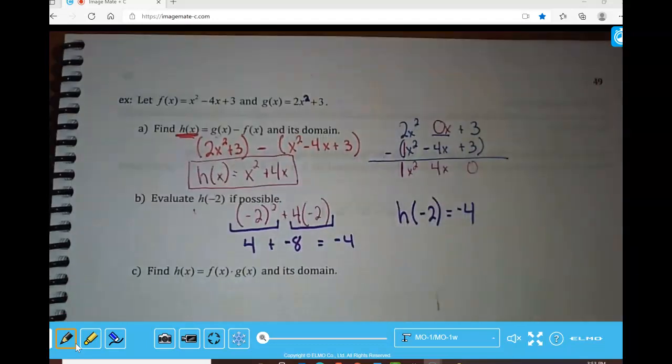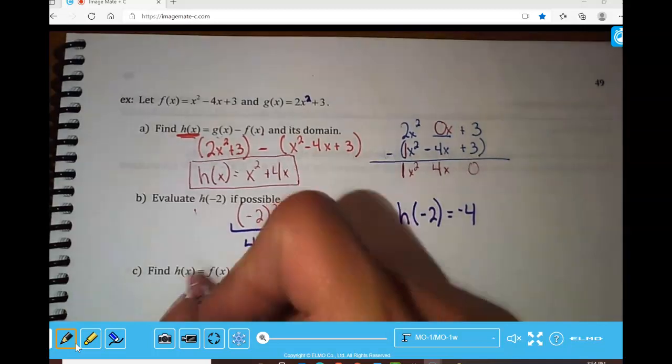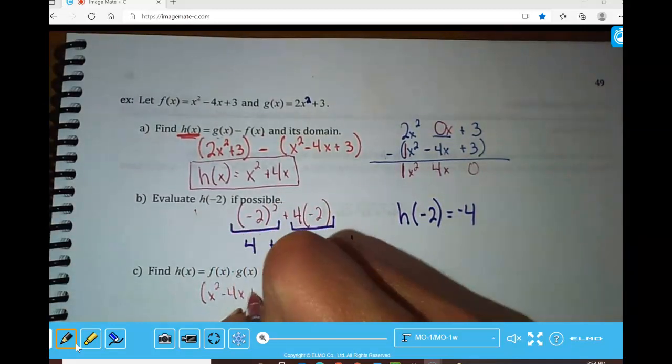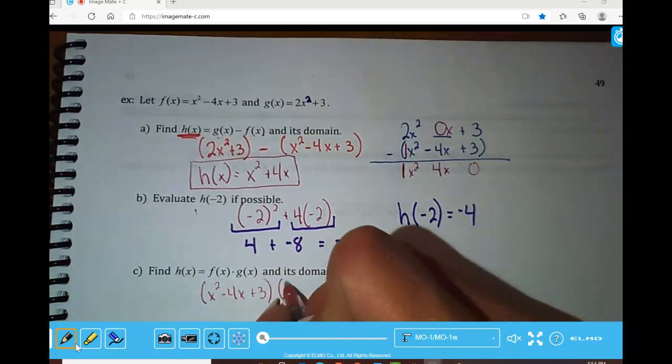So now what we're going to do is we're going to multiply the functions. So we're going to take f of x, again I'm going to put it in parentheses, and we're going to take it times g of x.